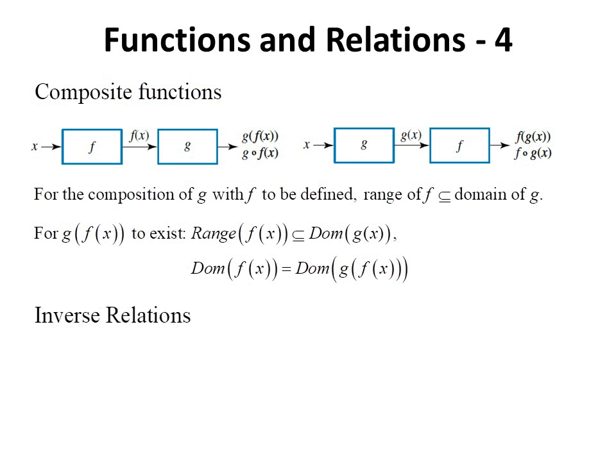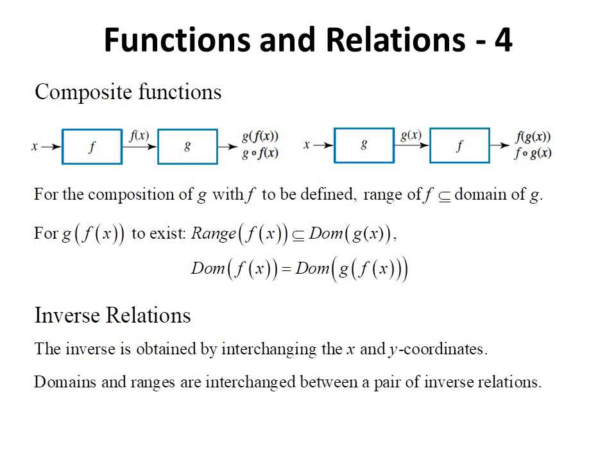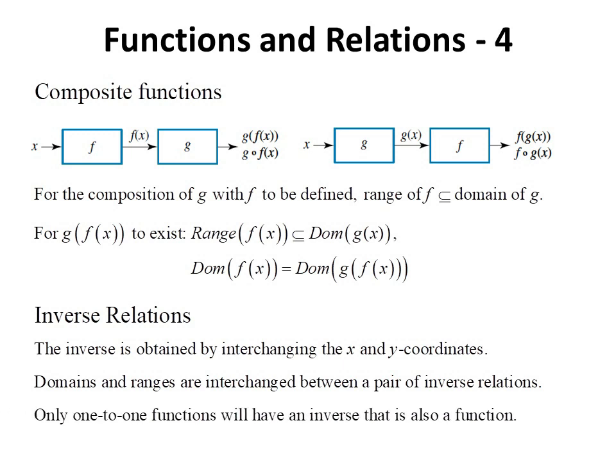As for inverse relations, the inverse is obtained by interchanging the x and y coordinates. In the meantime, domains and range are also interchanged between a pair of inverse relations. However, as we know, the inverse produced are not always functions. Any relation that is many to one will have an inverse that is one to many, and hence this inverse will not be a function.